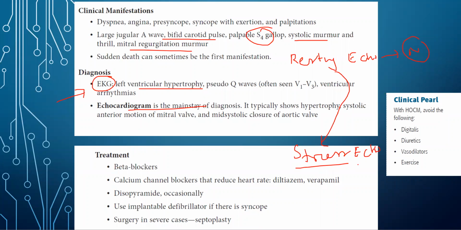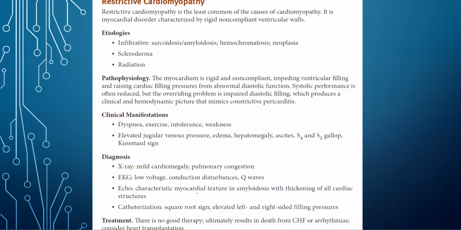What is the treatment? Because this is a diastolic heart failure, your main treatment will be calcium channel blocker or beta blocker. See, this is how we remember. Otherwise, you had to memorize everything. Now you don't need to do that. And in case of severe cases, you might need to do surgery like cutting the septum to normal, or septoplasty can be done. Okay, so that's your HOCM.